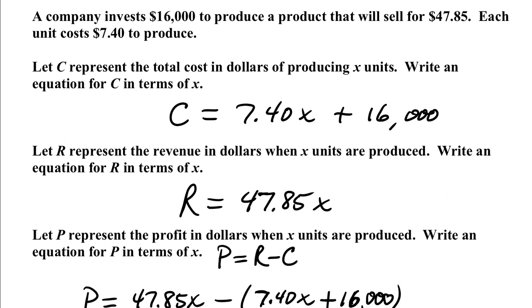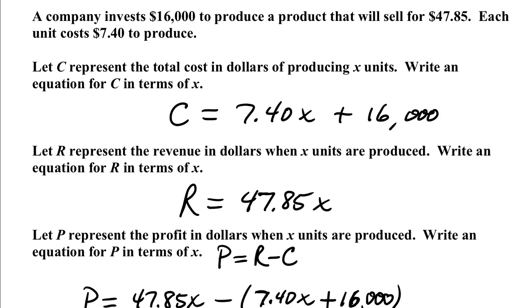So $16,000 is the initial investment. It costs $7.40 to produce each item. So your total cost is going to be $7.40 per item, plus the $16,000 initial investment.